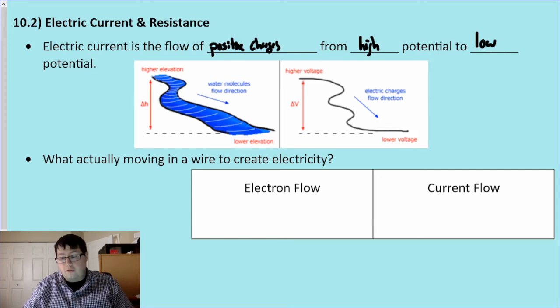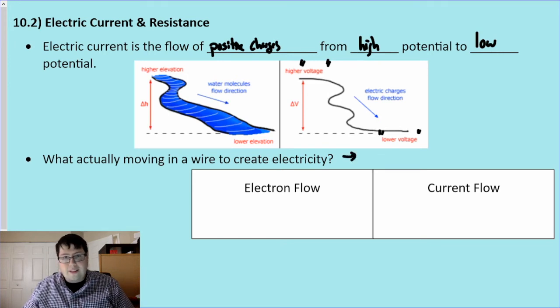Current will also flow from a higher, quote-unquote, voltage, or what we know as electrical potential difference, to a low voltage or a low electrical potential difference. So electrical charges flow from high to low. But we have to be careful, because what's actually moving in a wire to create electricity?